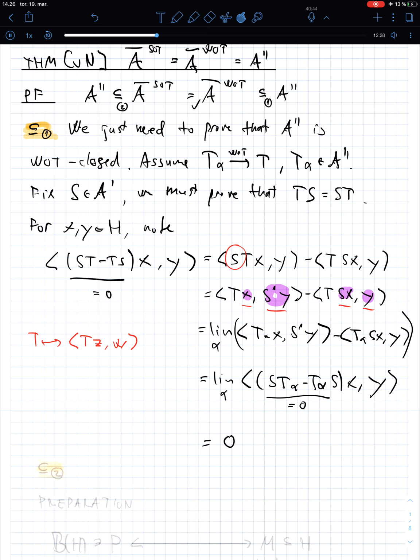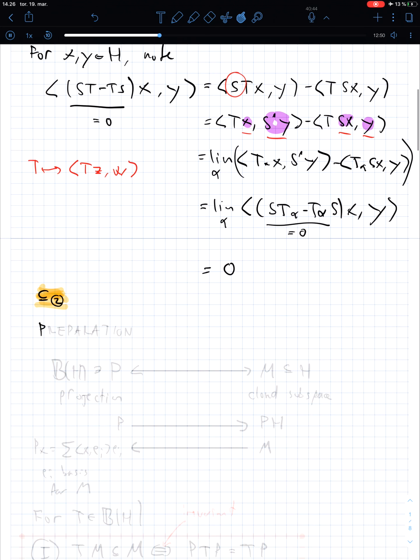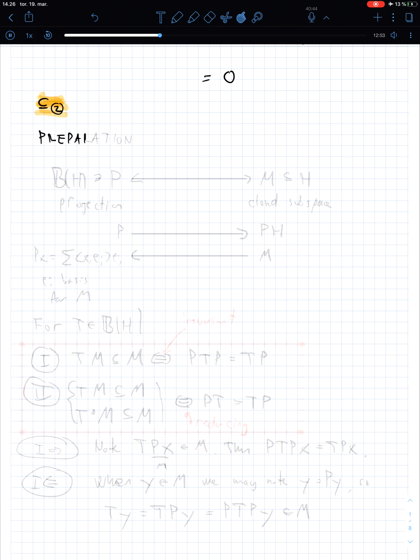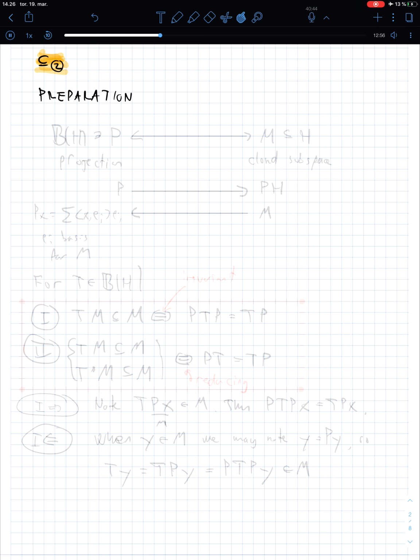Okay, so this was the easy implication, the easy containment. So now we need to deal with the other one, the one that I'm calling number 2. For that we need a little bit of preparation, so let's do this first. We need to look at the relation between a projection and the subspace that it projects onto.